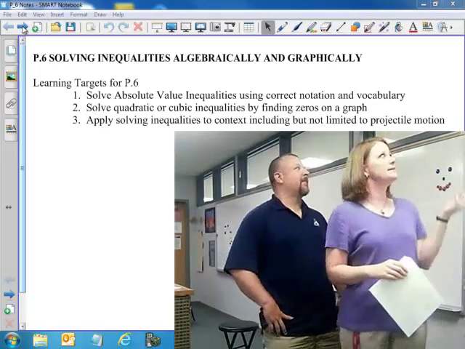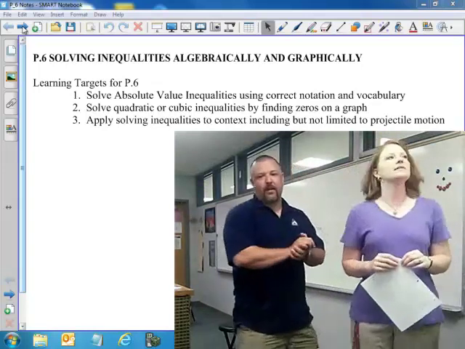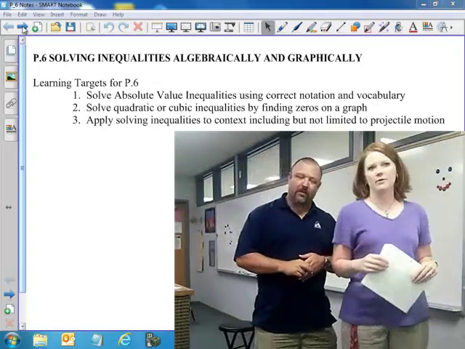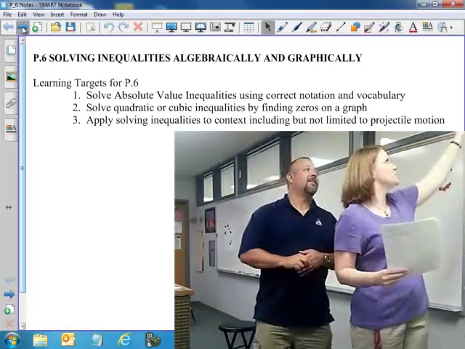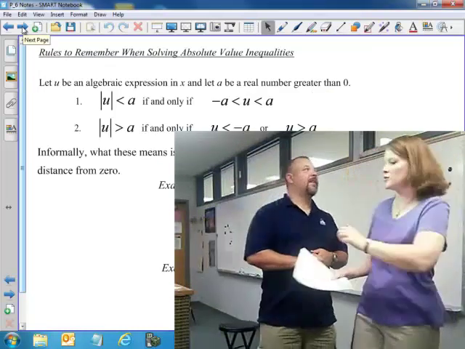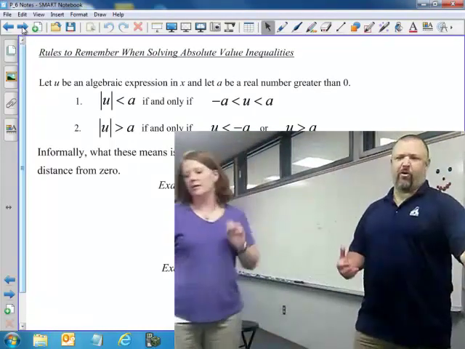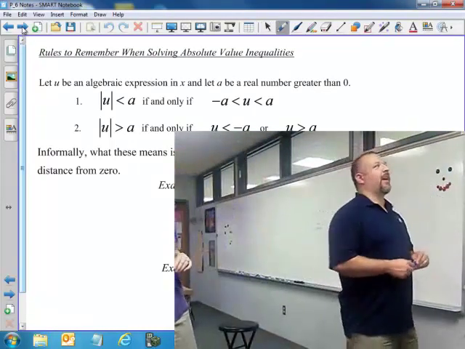Lesson P6 is still solving, but this time we are solving inequalities instead of equations. So they're not equal. Sometimes they are, or equal to. All right, so Mr. Leckie's got some rules for us. We have the algebraic rule that you can memorize and just apply it every time, okay?